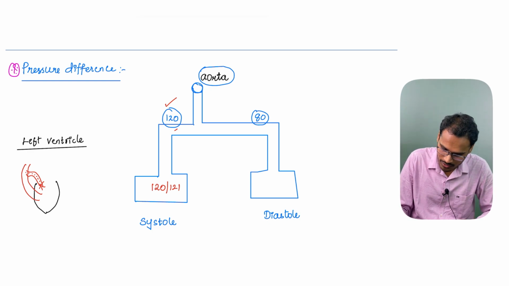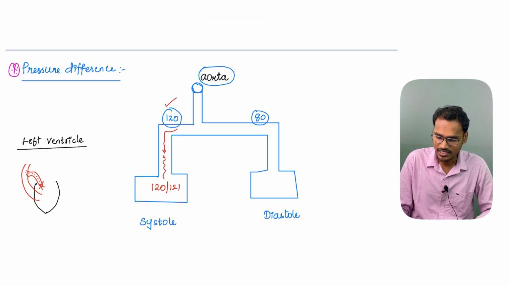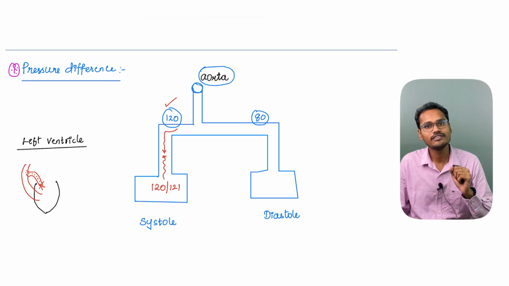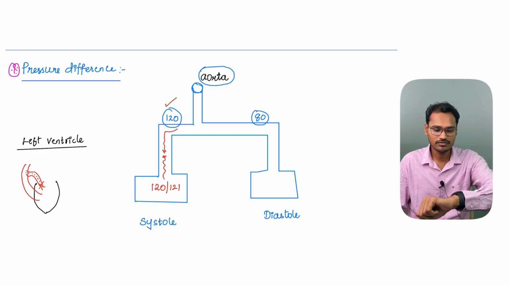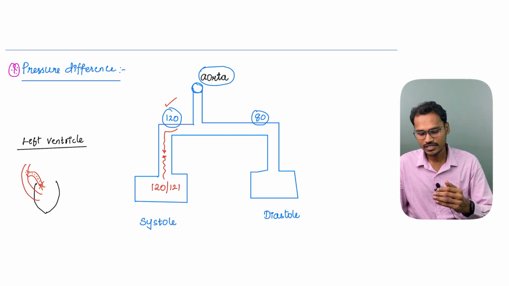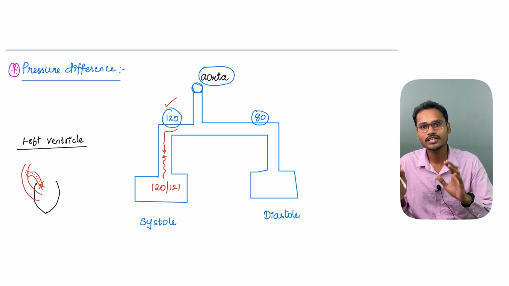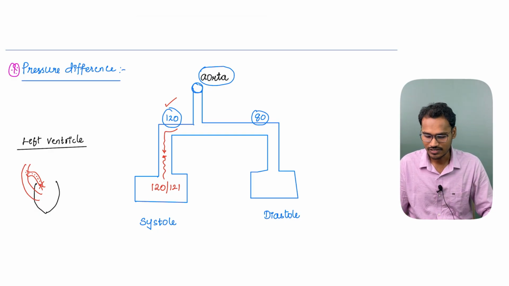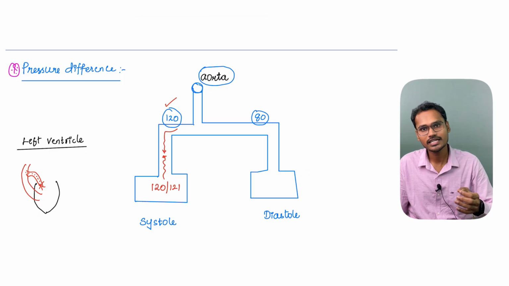Suppose for example 120 force is coming in this way, and here also we are throwing 120. So what will happen? The blood will not reach the ventricle itself. So when the pressure in the aorta is 120 and in the left ventricle is also 120, obviously they will cancel out each other. The blood will not enter the ventricle itself. So the blood supply will not happen during systole.